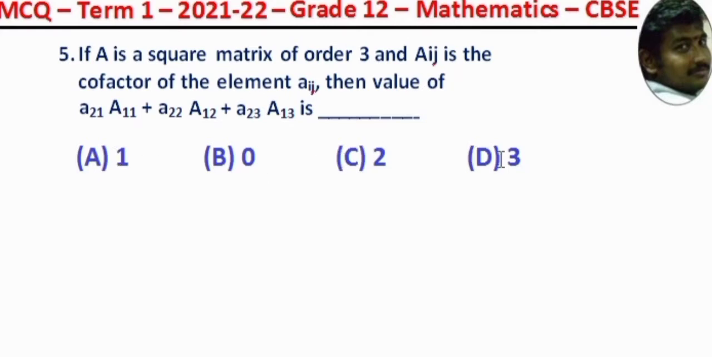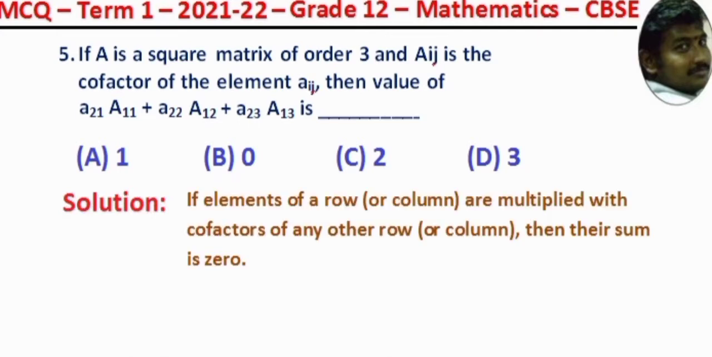Look, if elements of a row or column are multiplied with cofactors of any other row or column, then their sum is 0. So here, for the same row, it should be capital A21 with small a21, capital A22 with small a22, capital A23 with small a23. But here the cofactor is different from the element. Element and cofactor should be the same index, but it is different. That's why the answer is 0. So option B is the correct answer. Hope you understand how to solve such kind of problems. Okay, let's see the next question.